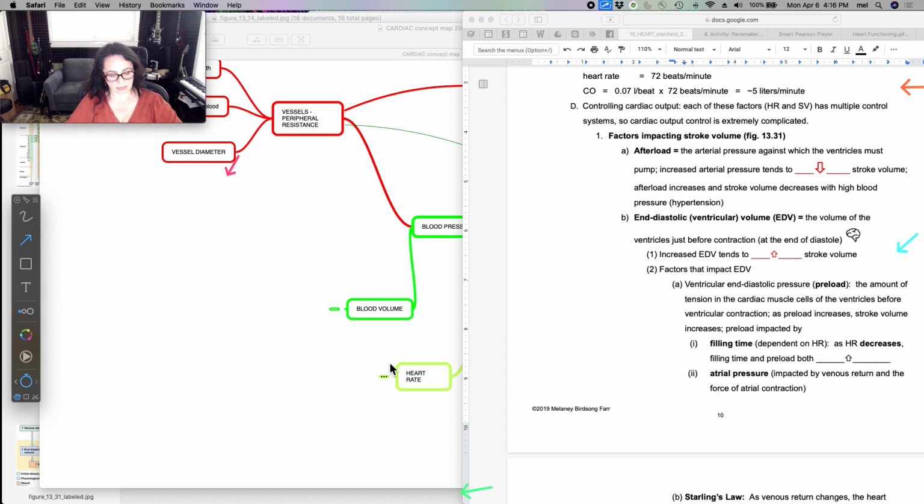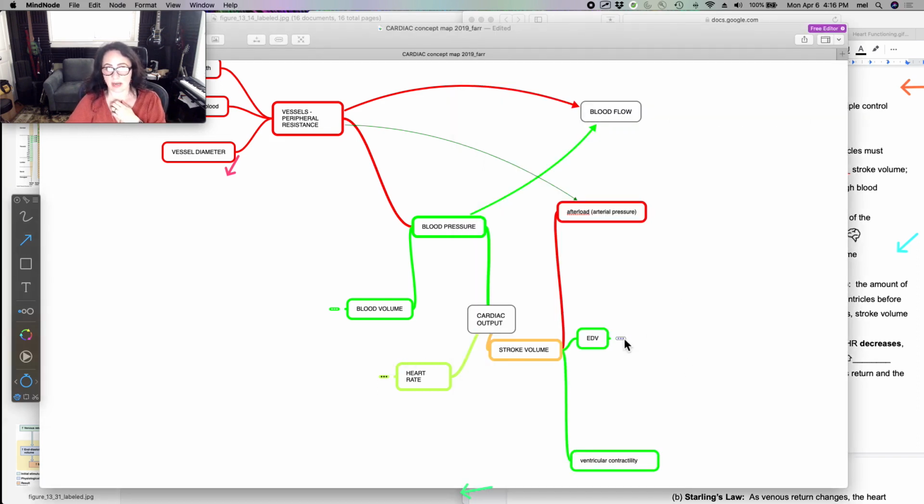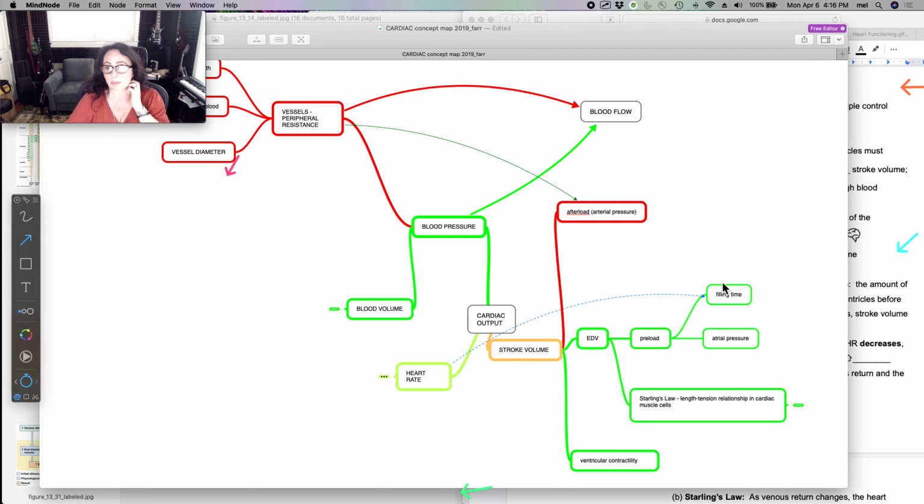So let's look at this figure for a second. Okay, so we're going to have preload. That's what we're trying to deal with here. And preload primarily has to do with filling time. If your heart rate's going really, really fast, you don't have time to fill the ventricles before they contract. So if you slow down and give it a little bit more filling time, you'll get the ventricles more full, have a bigger EDV and a bigger stroke volume.